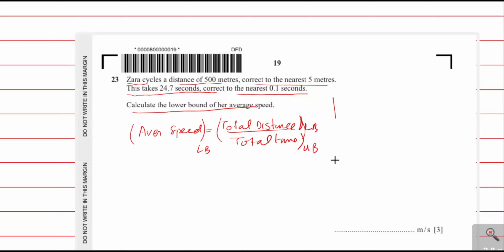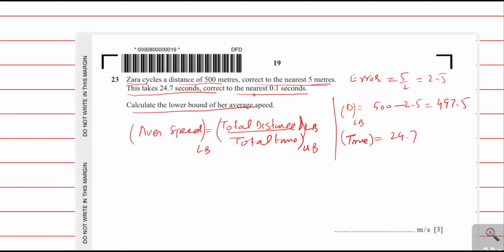Here the distance is 500 meters and the accuracy is to the nearest 5 meters. Therefore, this error will be half of the accuracy. This is 5 over 2, which is 2.5. For the lower bound distance, subtract this error from 500. We get 500 minus 2.5, and this is 497.5.